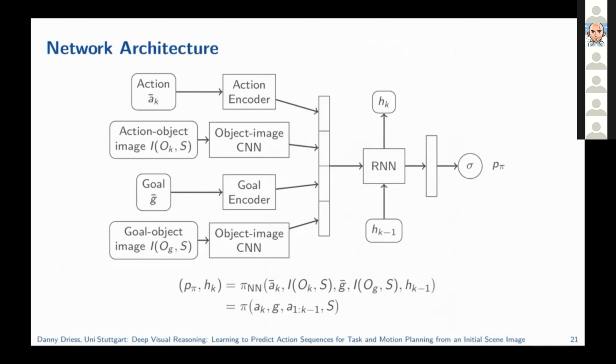Since the robot has only access to the initial scene image, this recurrent part implicitly has to learn the effects of the actions on the environment without explicitly being trained on, for example, to predict a future state, which is, as explained before, not really well defined.